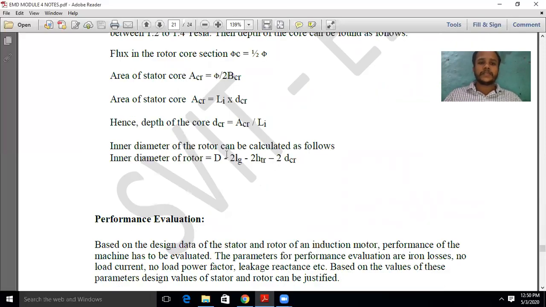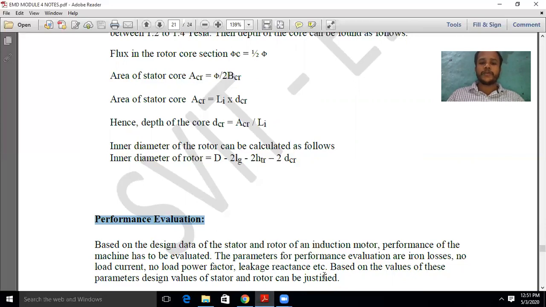The last thing we discussed was the inner diameter of the rotor. In today's class we will discuss the performance evaluation and some examples on the rotor design. So what is performance evaluation? Based on the design data of the stator and rotor of an induction motor, the performance of the machine has to be evaluated.